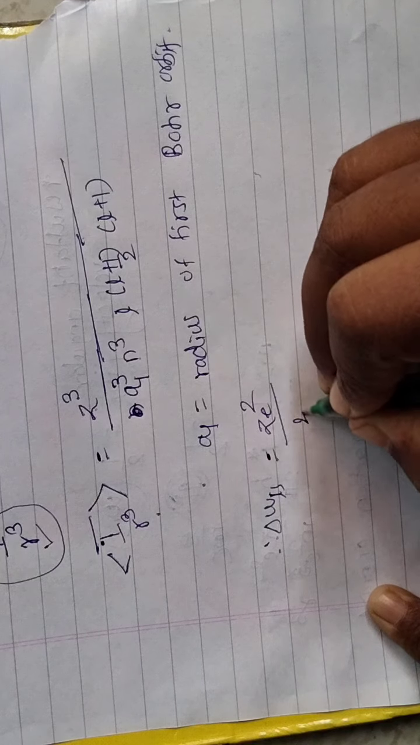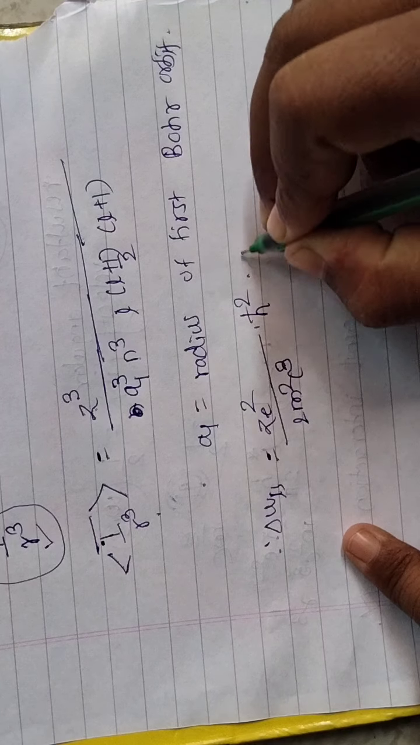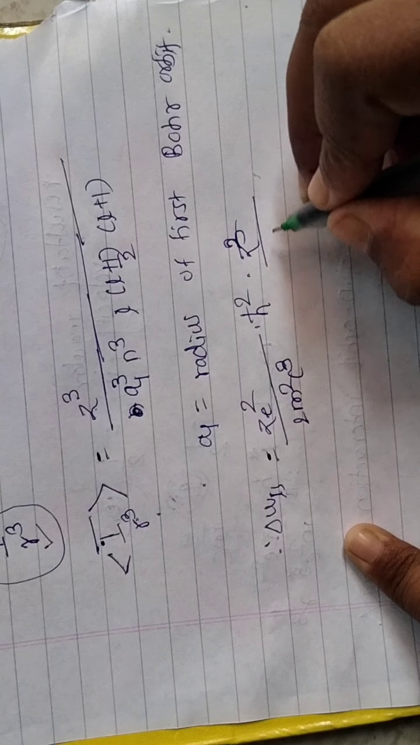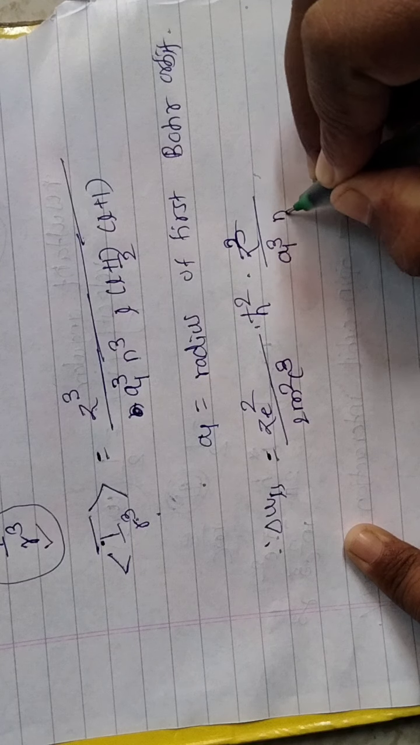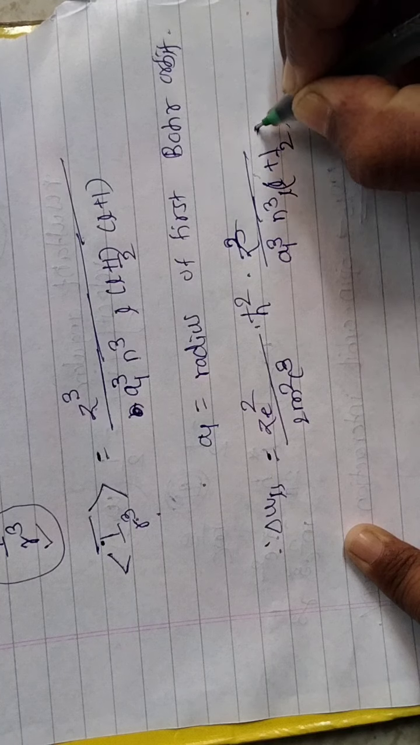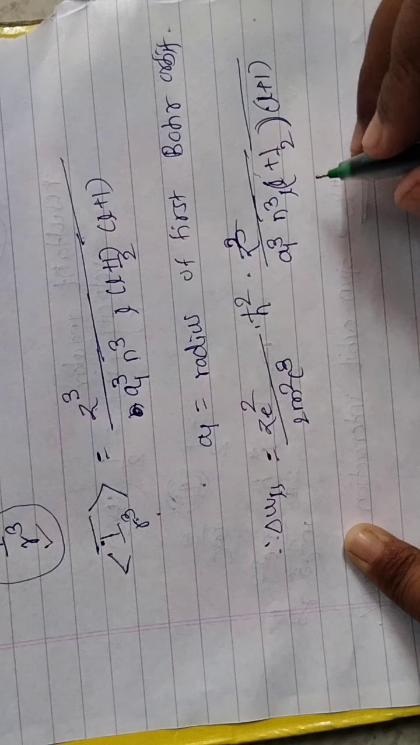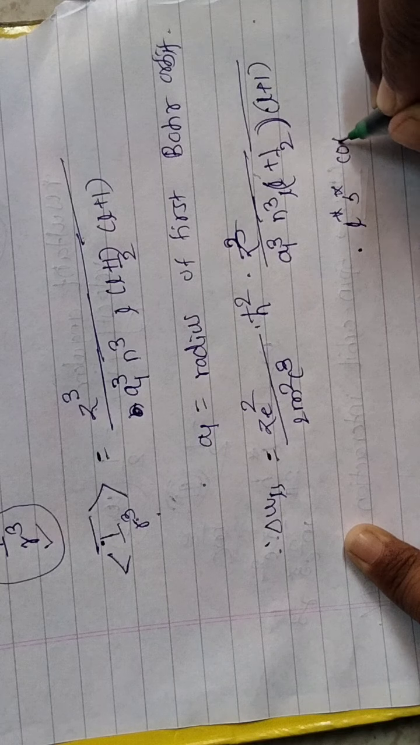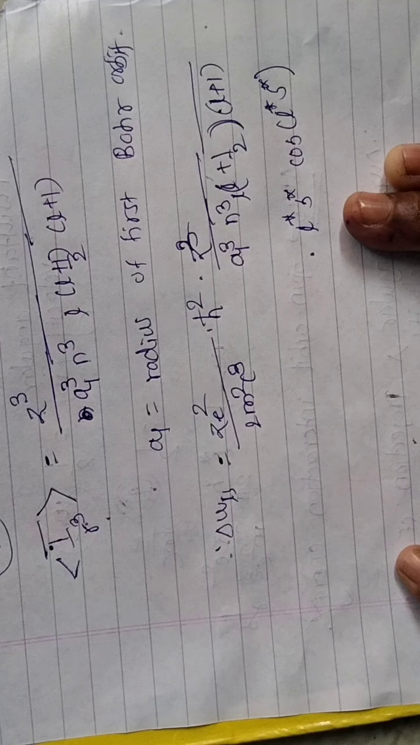Ze square by 2m square c cube h cross square. We are putting here the value of this 1 upon r cube. So this is z cube divided by a1 cube n cube L plus 1 half, L, into L plus 1. Okay. And the remaining value here is L star S star cos of L star S star. Okay. So this is the term.